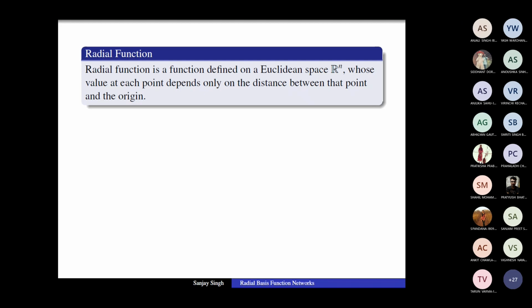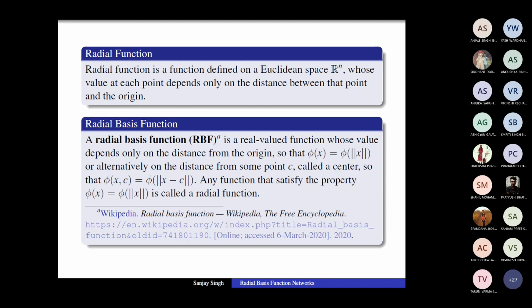So that brick you can consider as a basis. And likewise, when you have a function using which you can create other functions, that is called a basis function. Now, if that particular function has some particular property, that is, a function defined in a Euclidean space, then you call that particular function a radial basis function. And that's what is mentioned here.